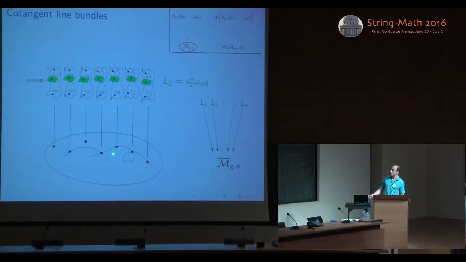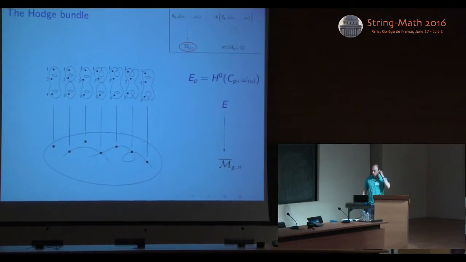Okay, so now I will define several line bundles over the moduli space, over Mg,n bar. So there is one line bundle per marked point. In this case, I chose the second marked point, and I take the cotangent line to the fibers of this universal curve, at the second marked point. Every green complex line you see here is the cotangent line. And you see there is one green complex line over each point of the moduli space. So that forms a line bundle L2.